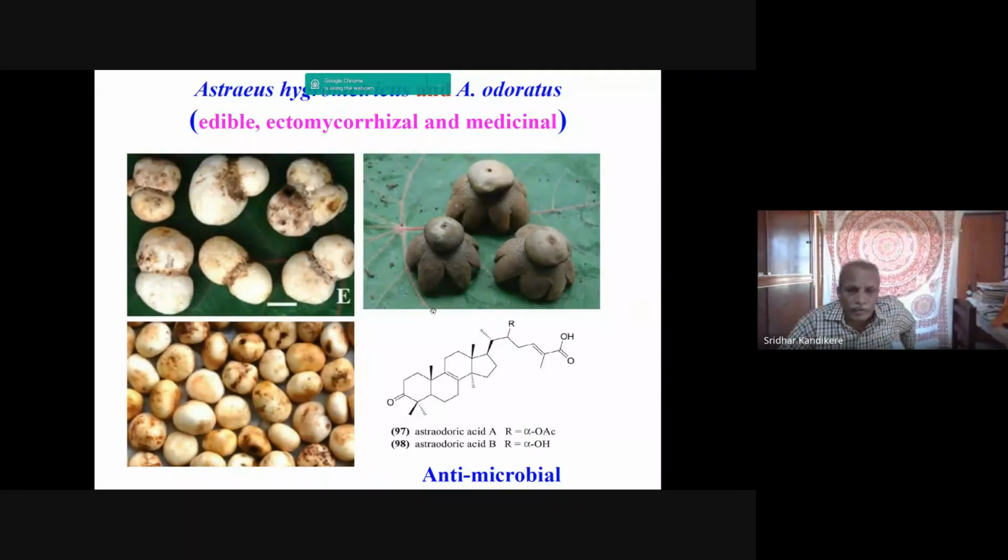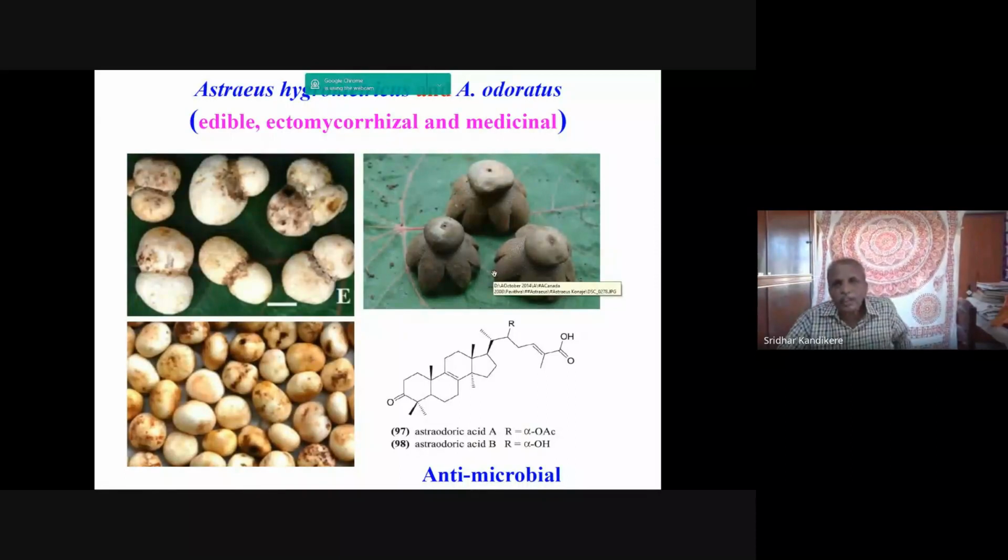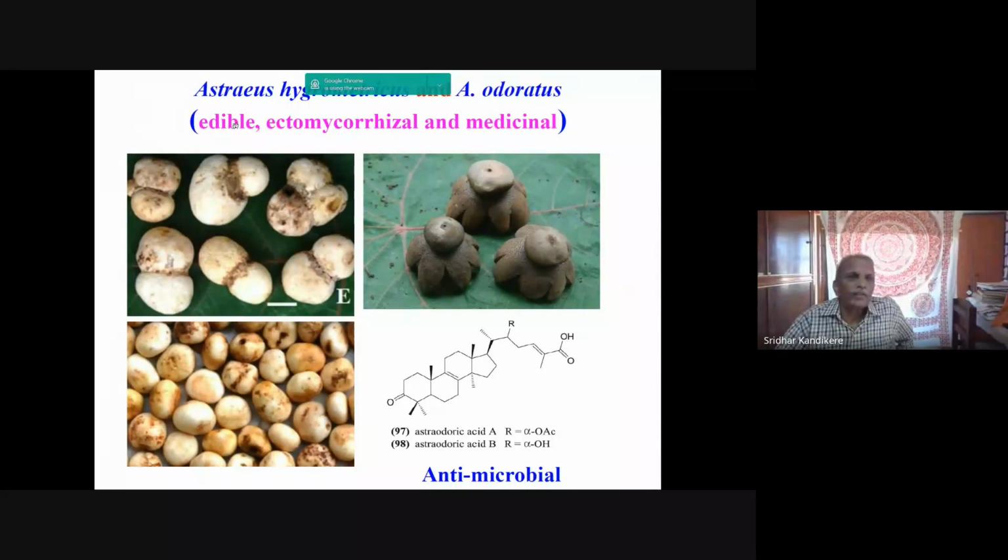But the interesting thing is they are producing astrodoric acid A and B, and it is edible and of course medicinal. It is antimicrobial in nature. Therefore, both of them in the young stage, hygrometricus and the young stage of odoratus, will be used, and it is definitely required for human beings. So the point is they are edible, they are ectomycorrhizal, and also they are medicinal. So therefore, they are going to be advantageous for human beings.